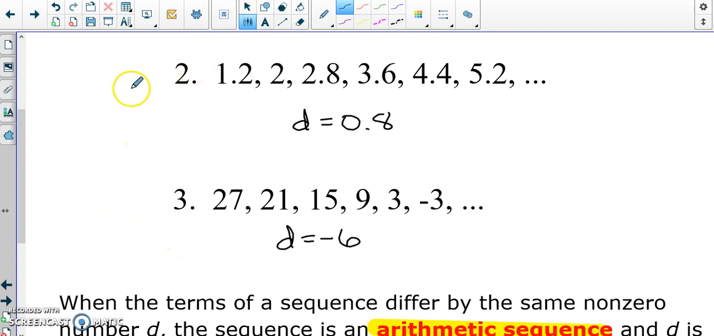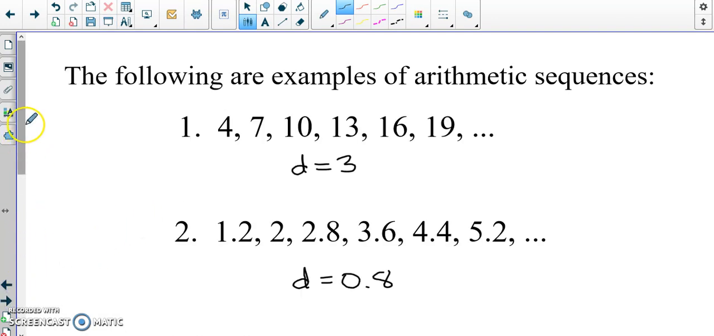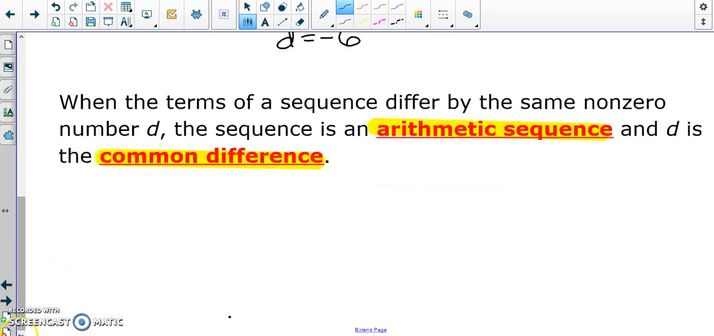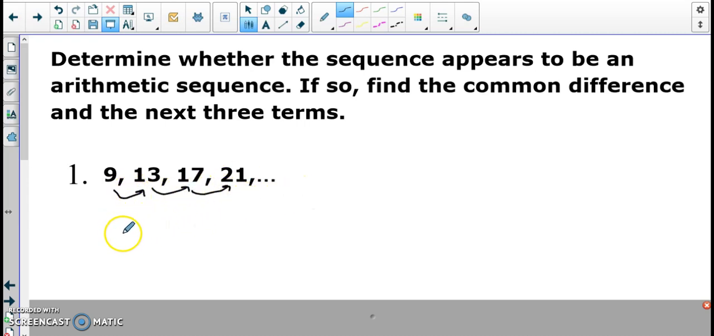Okay, so now I told you these three were arithmetic. Now you're going to be asked to tell whether a certain sequence is. On the guided notes here, it says determine whether the sequence appears to be an arithmetic sequence. If so, find the common difference and the next three terms. So basically, are we adding or subtracting a number to get the next term? Well, this one goes from 9 to 13 to 17 to 21. So basically we're adding 4 each time. So in this case our D is 4.